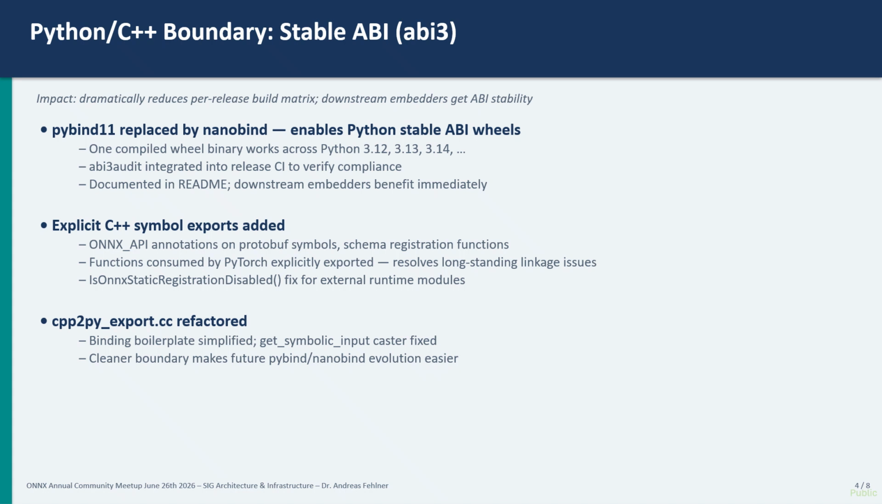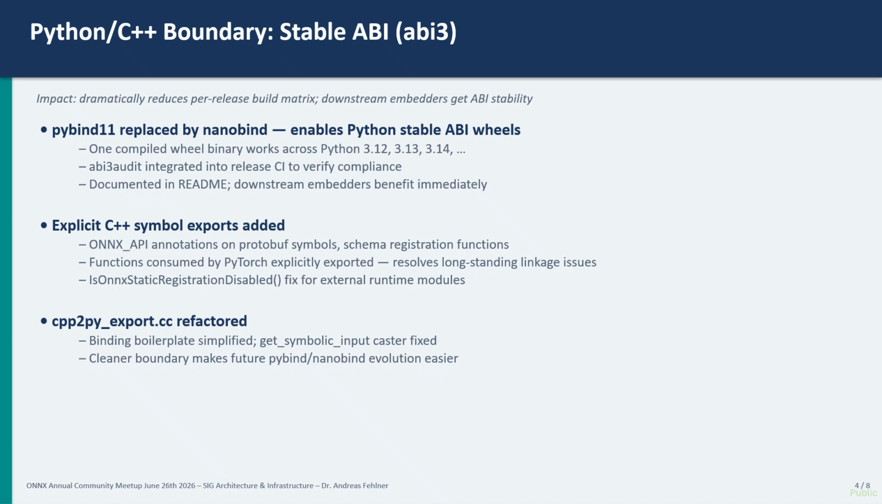Let me talk about a change that makes life much easier for everyone who embeds ONNX in a larger system. We replaced PyBind11 with NanoBind. This enables Python stable API wheels, also called ABI3 wheels. The result is that one compiled binary works across Python 3.12, 3.13, and 3.14, and future versions too. We no longer need to build a separate wheel for each Python version.